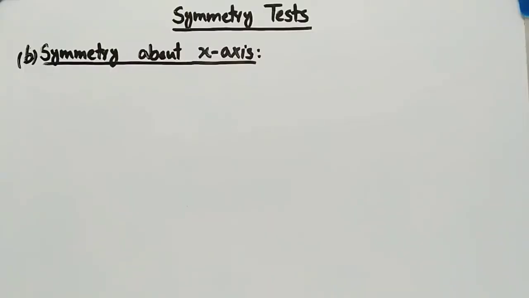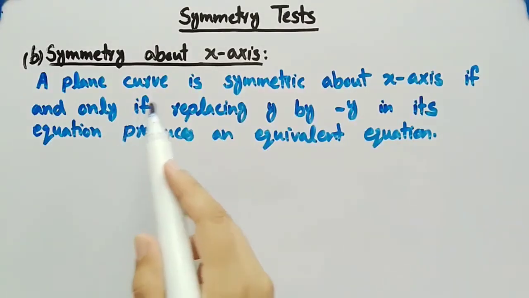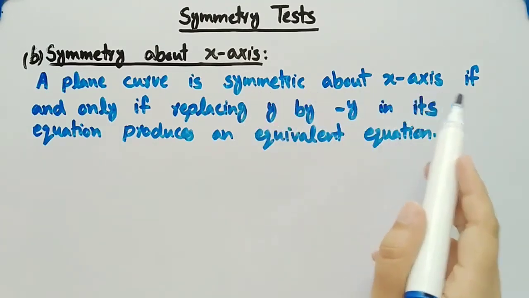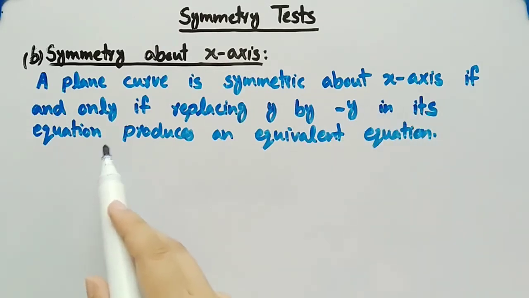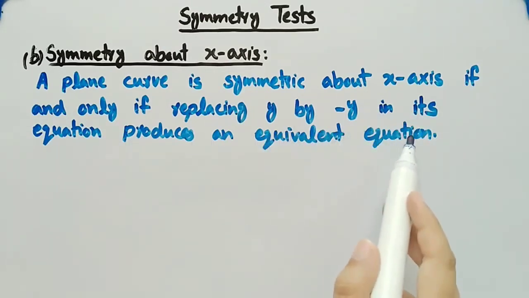In second symmetry test, we test the symmetry of a curve about x-axis. A plane curve is symmetric about x-axis if and only if replacing y by minus y in its equation produces an equivalent equation. It means that if equation of a graph of curve is given and we replace y by minus y but the equation remains same as the original one, then that graph of curve is said to be symmetric about x-axis.